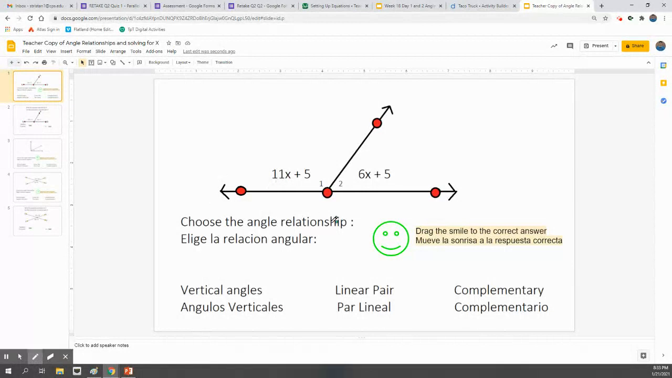So first problem, it says to identify the relationship. If we look at this image, we've got three choices: 1, 2, and 3. So, what do we know about these relationships?